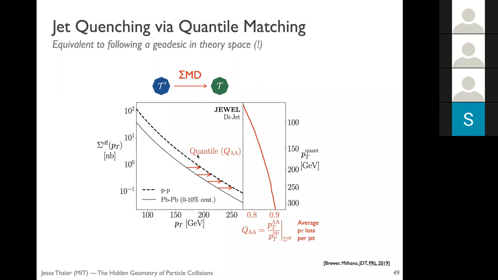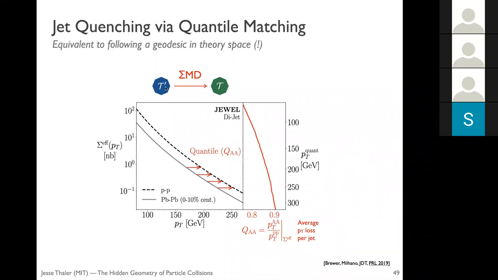Sorry, can you? I didn't follow this last statement of yours. So jet quenching basically says that T and T prime are different, I guess. But what do you mean by saying that jet quenching gives the geodesic between these two points?